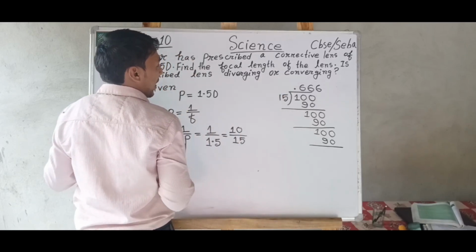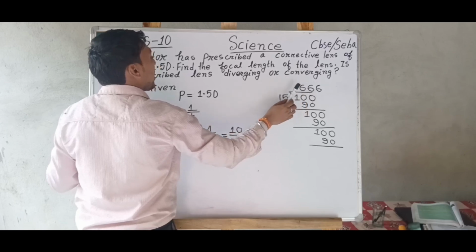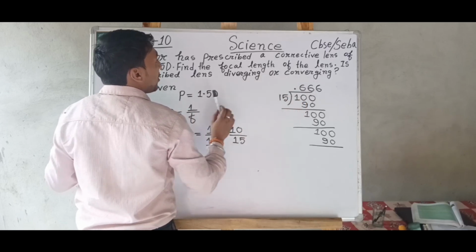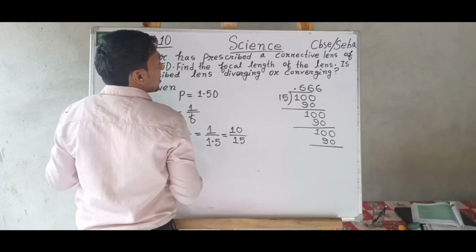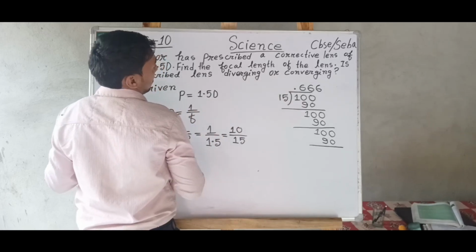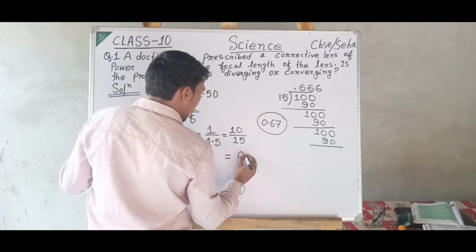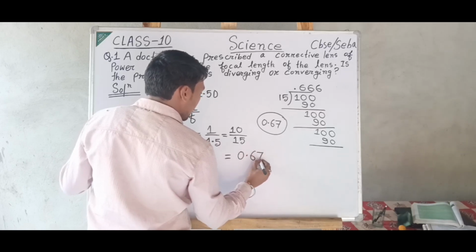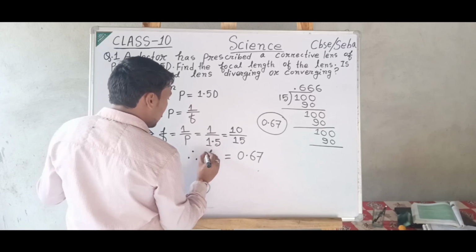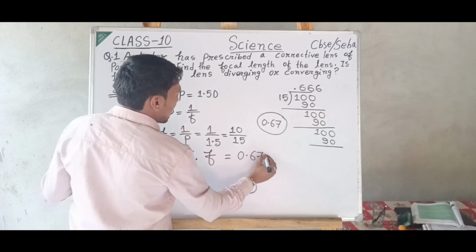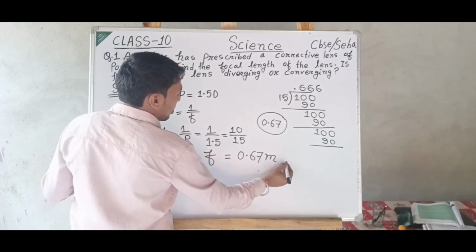Whenever you get the same number repeating after the decimal point and the number is greater than 5, then you increase the second digit, you add 1 to the second digit. This is the answer for this division, 0.67. Therefore focal length F equal to 0.67 and the SI unit of focal length is meter.